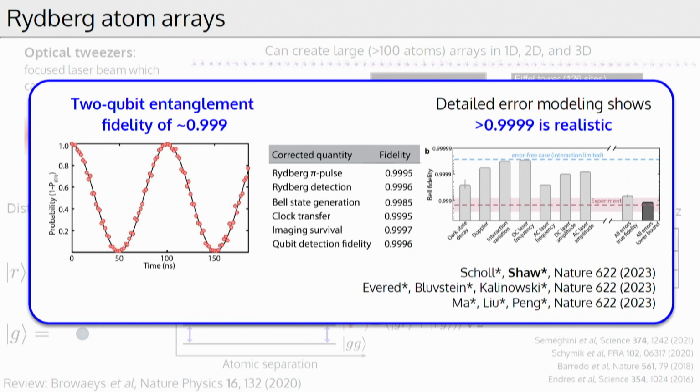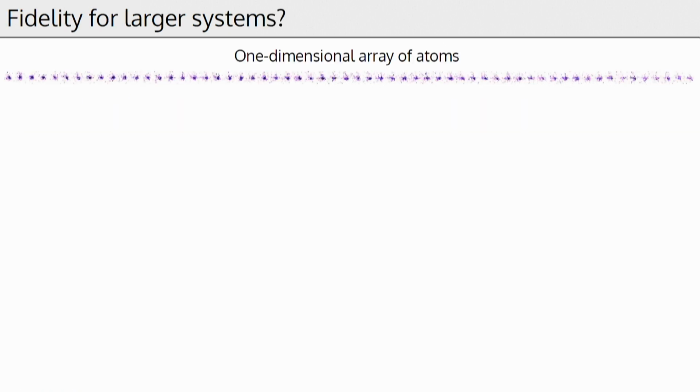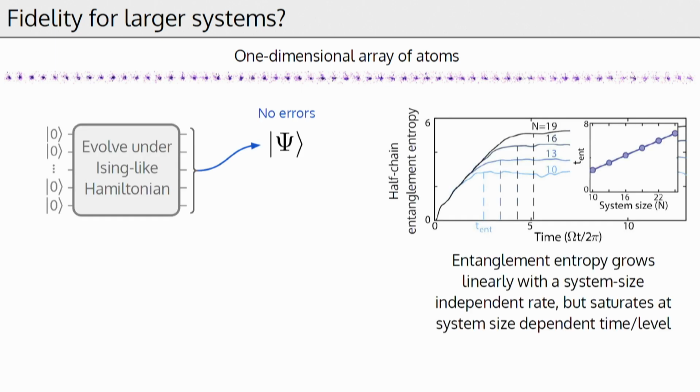But 2 qubits is nice, but it's not that interesting because, of course, you can simulate 2 qubits on a cell phone. What we really care about is larger systems. To give context for the rest of the talk, we're going to be talking about a 1-dimensional array of atoms, thinking about this in a quantum simulation context. We're going to evolve these atoms under an Ising-like long-range Hamiltonian. If you do this with no errors, you should get out some pure state psi. The dynamics that we care about is that the half-chain entanglement entropy of the system grows linearly and then saturates as a function of system size. Of course, this is not actually what comes out of our quantum device, because in reality we do have errors.